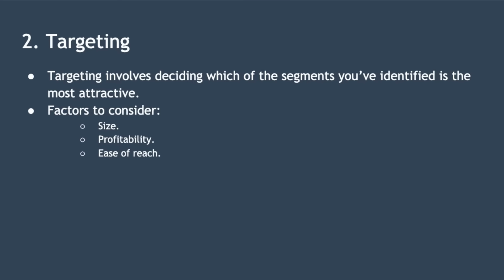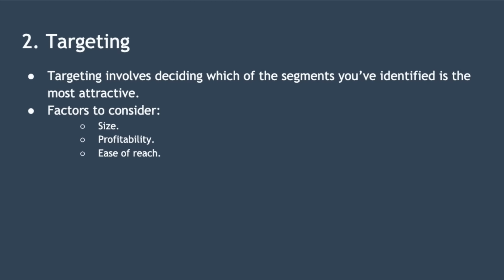So the second step is targeting, and this involves deciding which of the segments you've identified are the most attractive. So essentially, you're trying to determine the commercial attractiveness of each segment. And there's a number of factors you can consider to do this. So for example, size of the segment and its potential to grow in size in the future, profitability of the segment, what segments are prepared to pay the most for your product or service, or what's going to be the lifetime value of a customer in this segment.